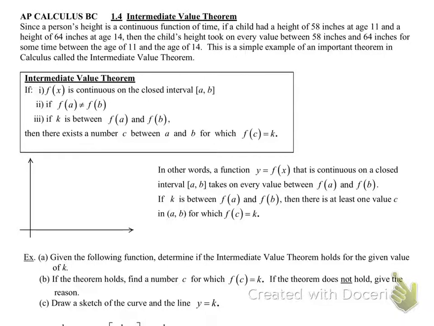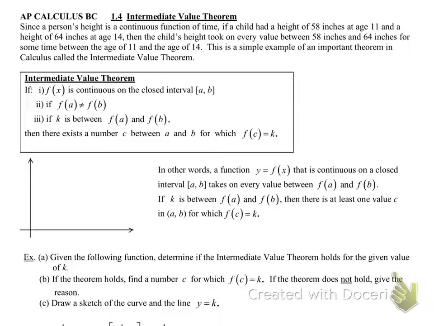Since a person's height is a continuous function of time, if a child had a height of 58 inches at age 11 and a height of 64 inches at age 14, then the child's height took on every value between 58 inches and 64 inches for some time between the age of 11 and the age of 14. This is a simple example of an important theorem in calculus called the intermediate value theorem.